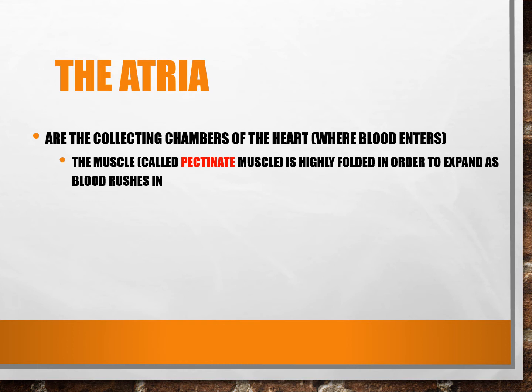Anytime you see rugae, rugae is a fold that's there in order for that organ to be able to stretch. So the urinary bladder has rugae. The stomach has rugae. The uterus has rugae. But the muscles that make up your atrium are what we call your pectinate muscles, and they are highly folded so that they can stretch as blood comes in.